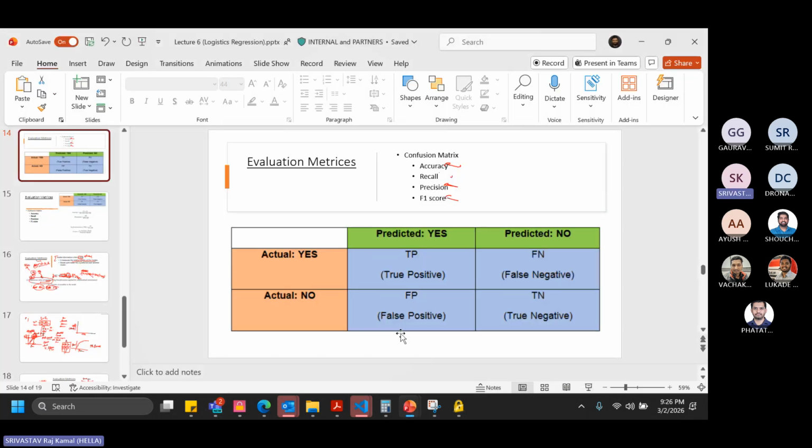Hope we were able to at least understand precision and recall, and the examples which I discussed with you in terms of disease detection in hospitals and the bank finance domain.